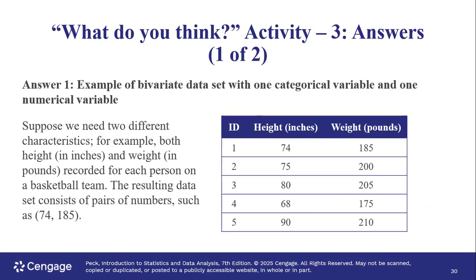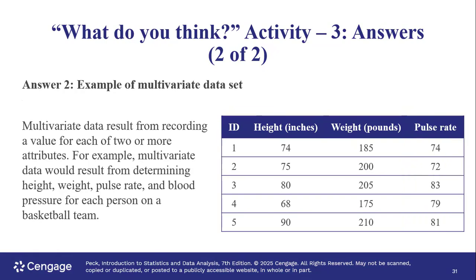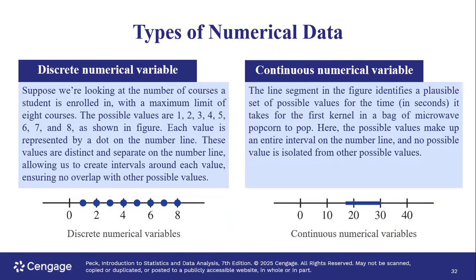Okay, here we are doing bivariate data. Both of them are numerical variables. Height versus weight. Height is in inches, weight is in pounds. These are numerical data because they are in numbers. Multivariate, if you also have pulse rate. What are the multivariables? Height, weight, and pulse rate.